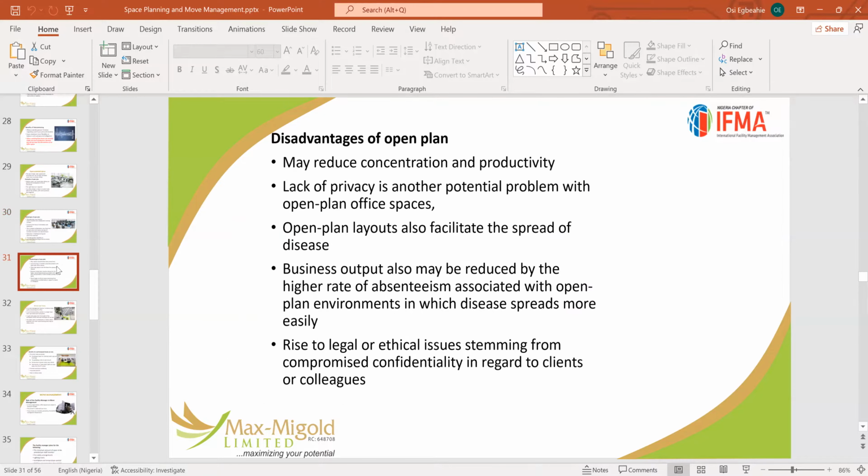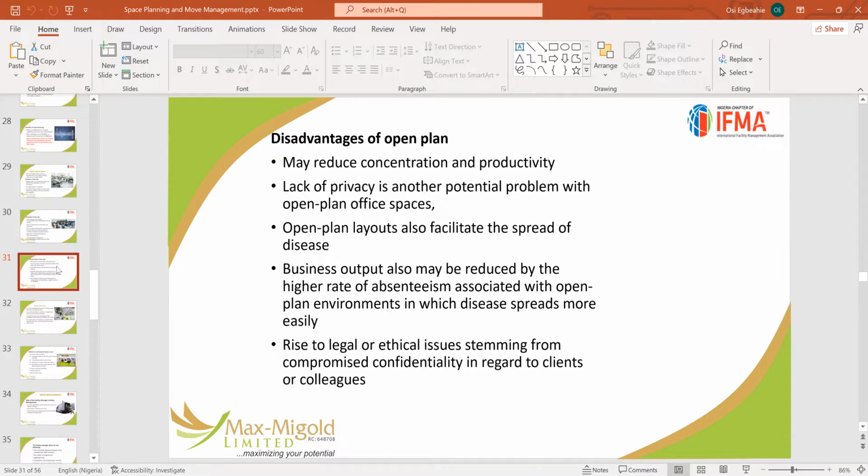Okay, disadvantages now. A disadvantage of open office is that it may reduce concentration and productivity. Sometimes it does that. Lack of privacy is another potential problem with open office spaces.